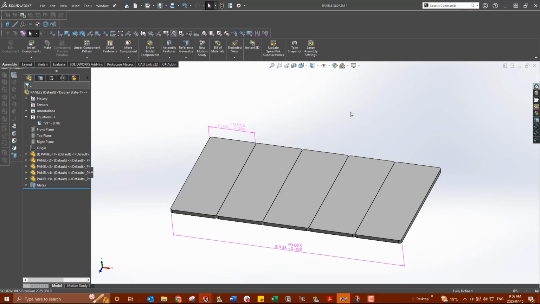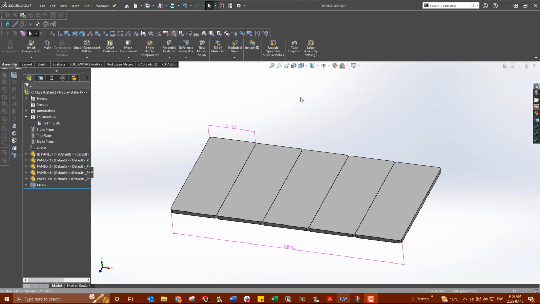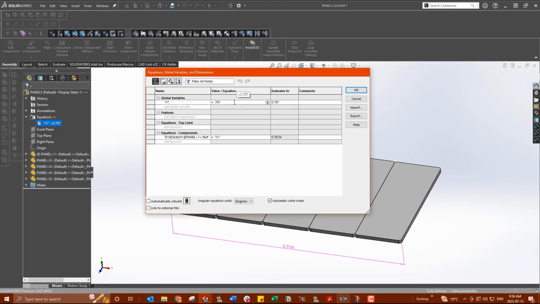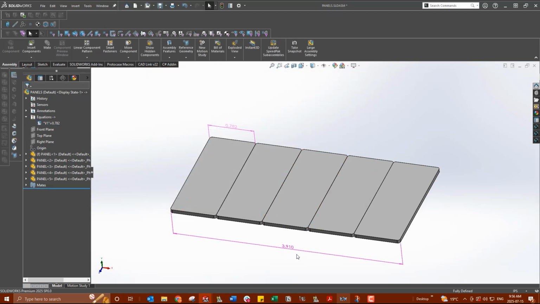To illustrate this, imagine a sheet metal assembly consisting of 5 panels aligned side by side, each designed to be 0.787 inches or 20 millimeters wide. Due to the tolerance for each panel, the total width may actually range from 3.877 inches to 3.996 inches. This is the result of tolerance stacking.